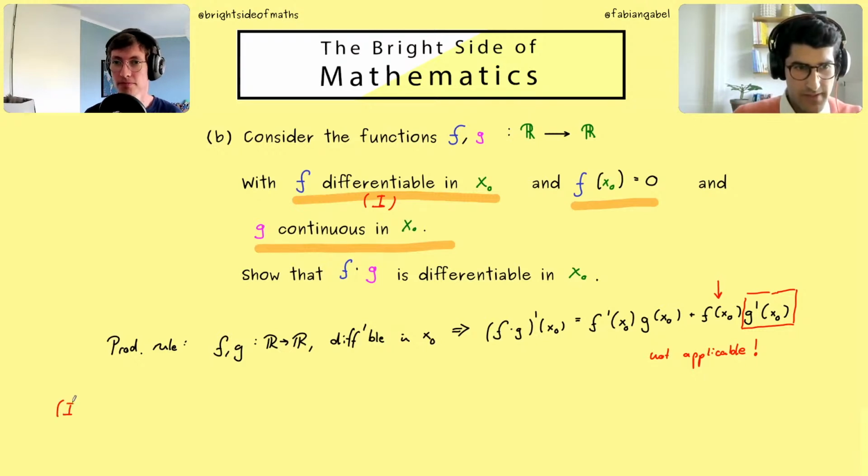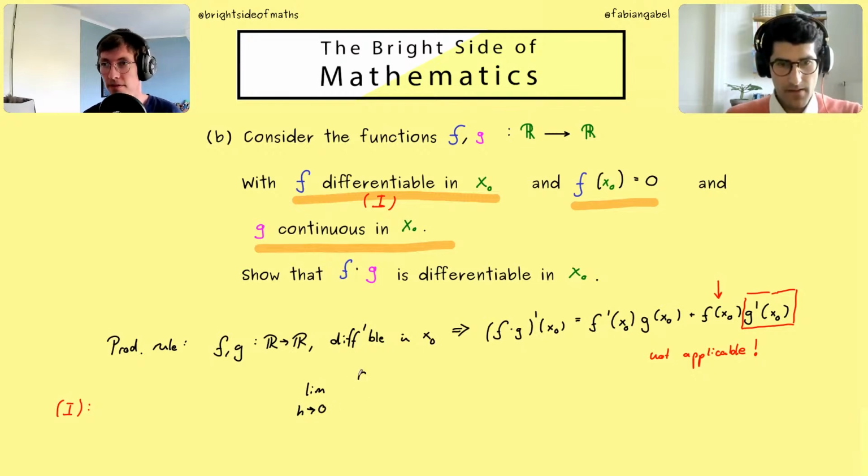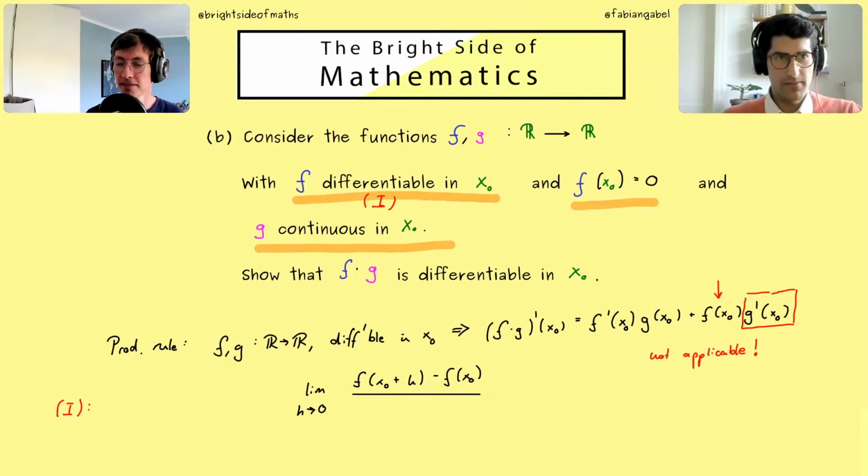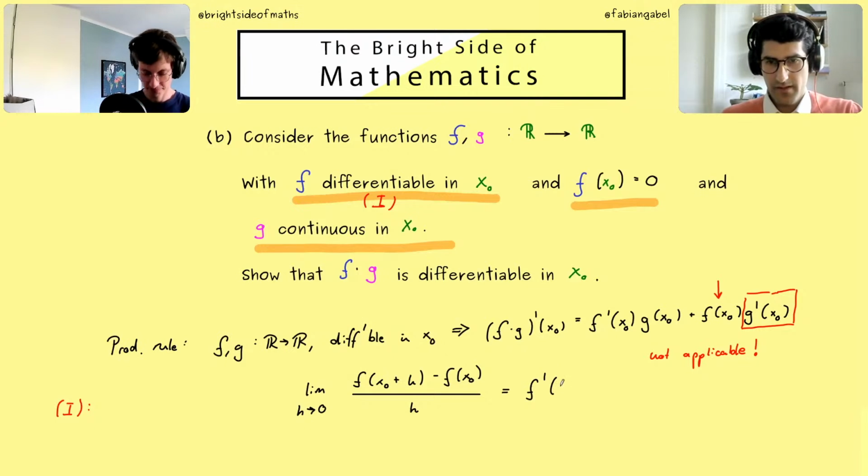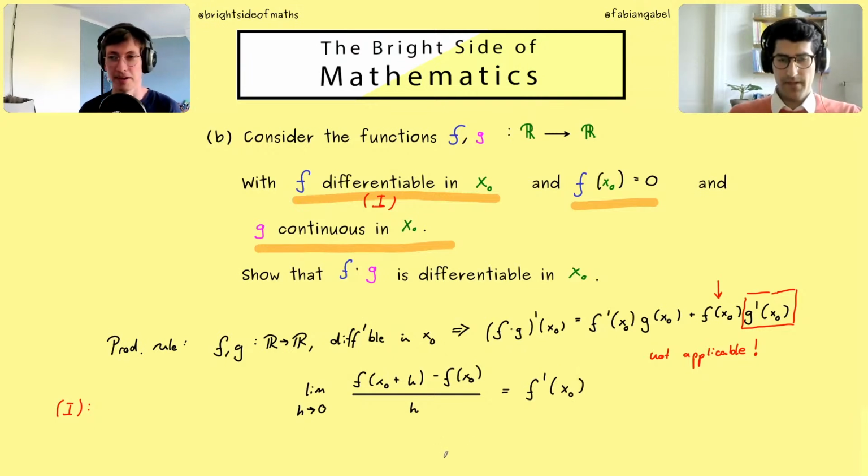And this information 1 tells us that f is differentiable. So the limit of h going to 0 of f of x0 plus h minus f of x0, divided by h. I'm just writing down again the differential quotient. This limit exists and is equal to the derivative of f at x0. That's what we learned before, but now again in the general context.